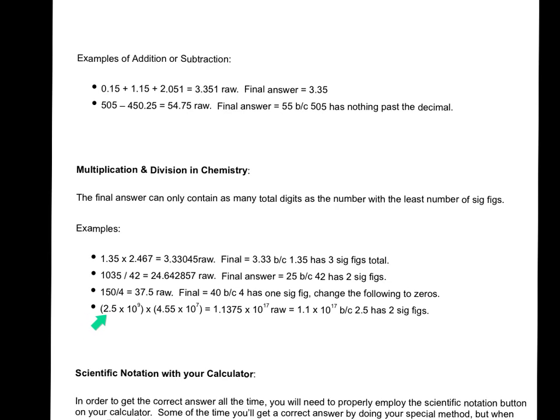And this number, we have 2 numbers in scientific notation multiplied by each other. And I see 2 sig figs in this one, and I see 3. Those 10s don't count. They're just telling you how many places to move the decimal left or right. So you can have only 2 sig figs in your final answer, and it'll be that first digit and that next digit. The 3 doesn't affect that 1, so it's 1.1 times 10 to the 17th. Notice the 10 to the 17th stays the same.